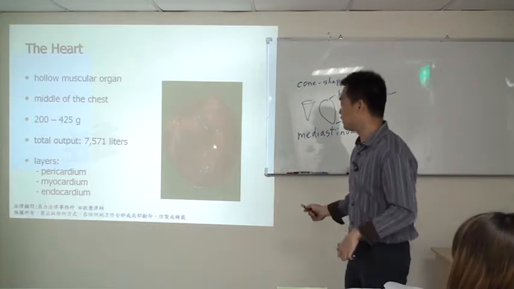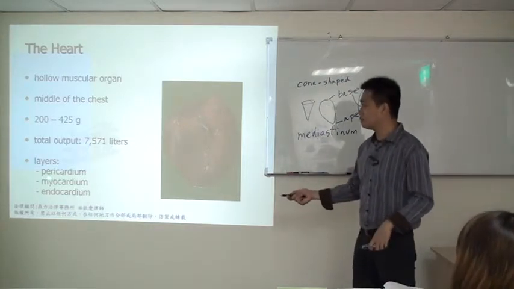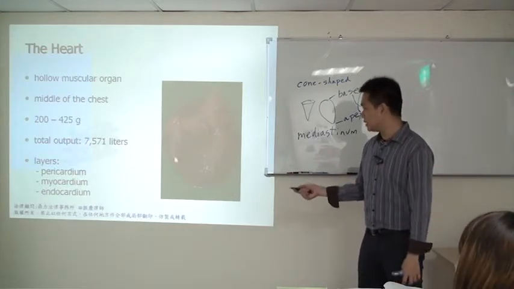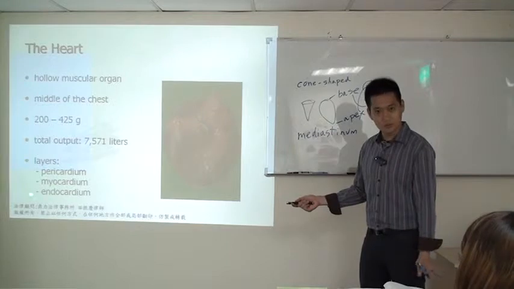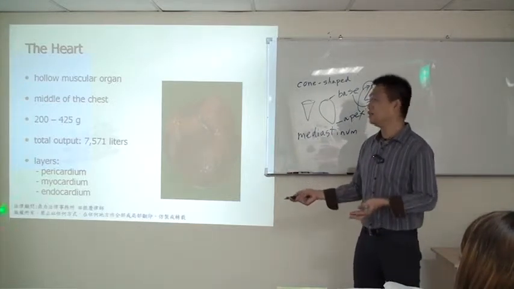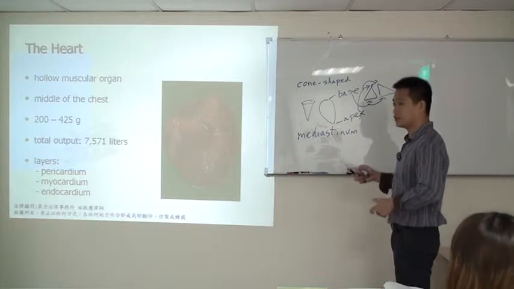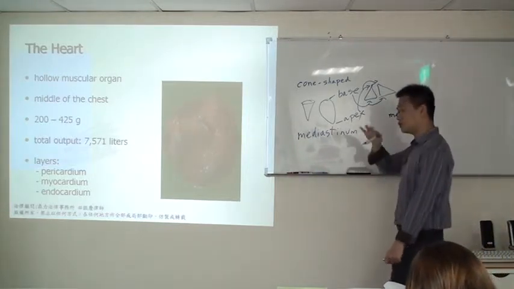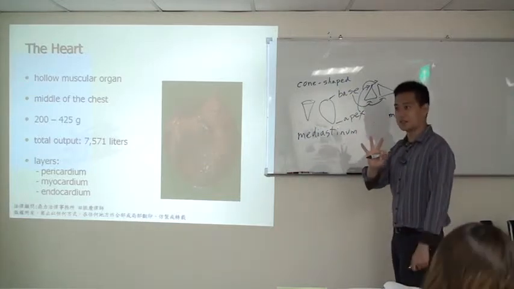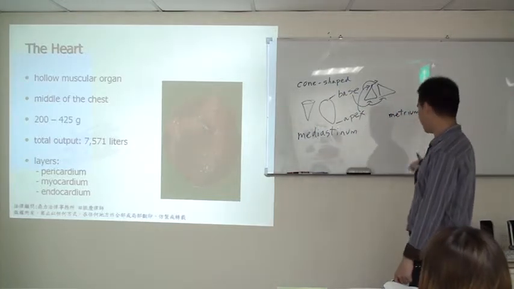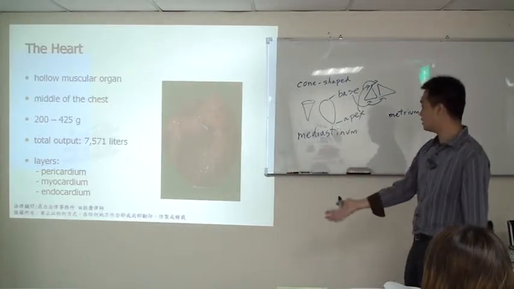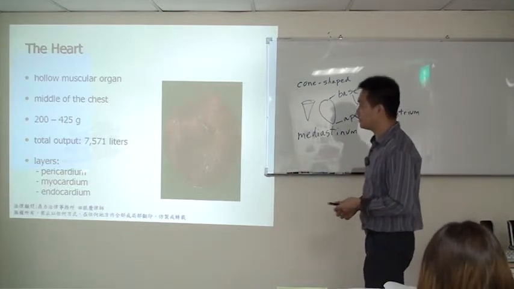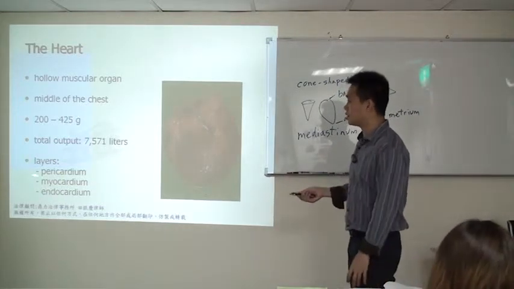Okay, what are the three layers of the heart? From the outside, we call it peri, surrounding, cardium. The middle layer, the muscle layer, myo, and the inner layer, endocardium. Just like the uterus, it's the same. You just change it to metrium. So the uterus has also three parts: perimetrium, myometrium, endometrium.